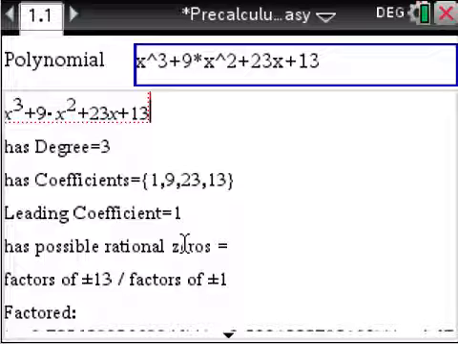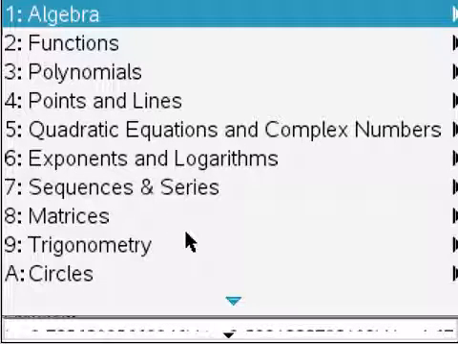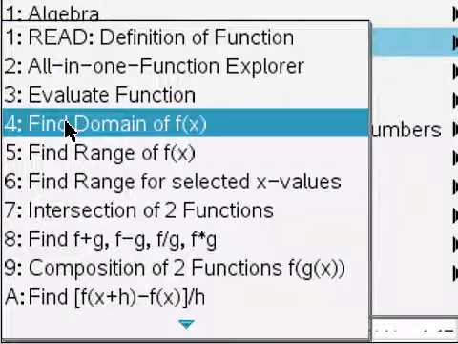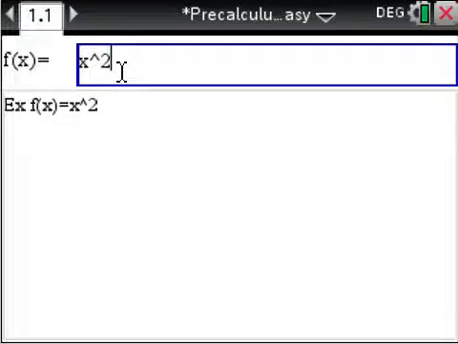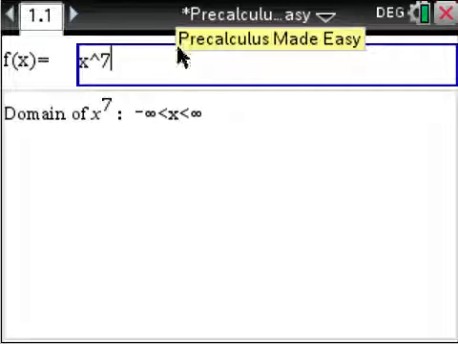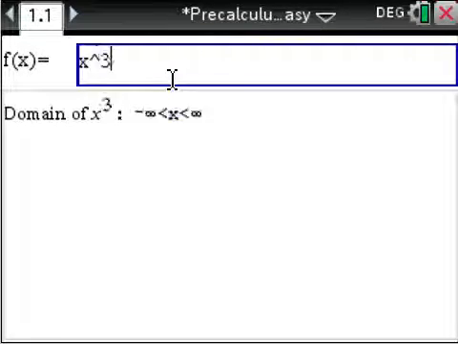And in case you just want to refresh, this app is perfect. Like all of our other apps, it's divided into sections, and those sections are divided into more specific layouts. Functions, find domain, that's 7, why not, right there. 3, same thing.